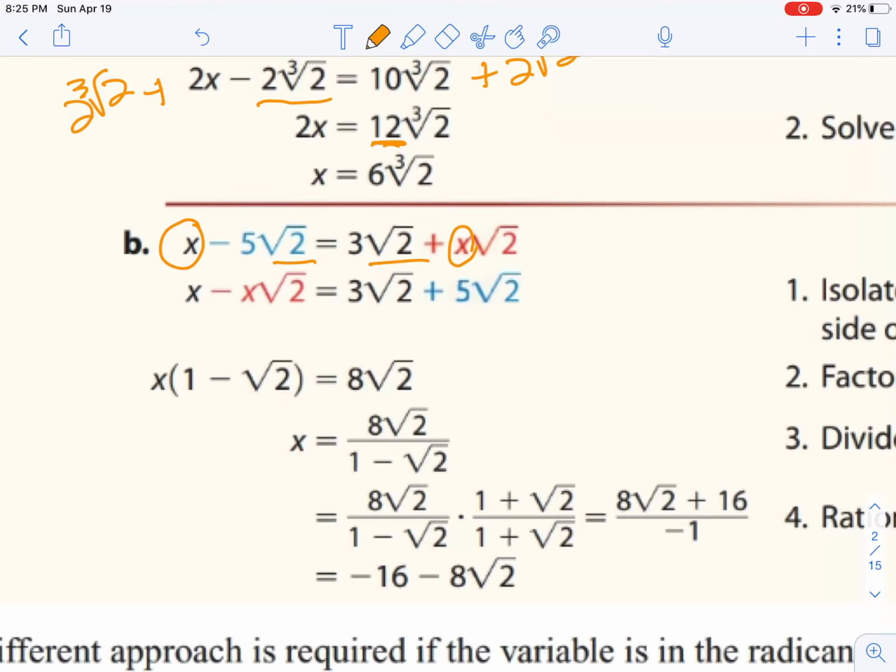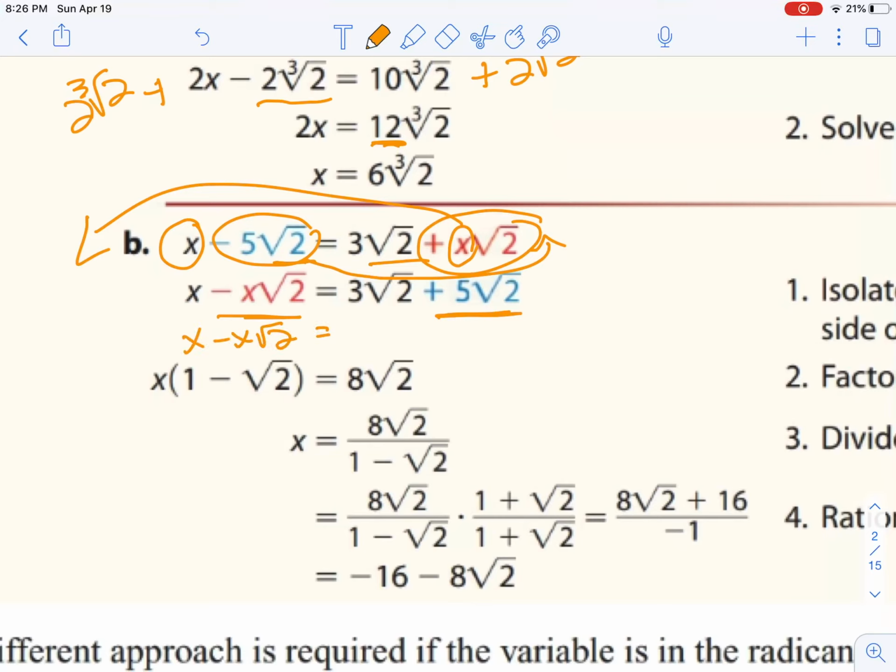So we move all of the x's to the left side and everything else to the right side. That's what we're going to do. So you add 5 times the square root of 2 to both sides, and you subtract this from both sides. Simplifying, you get x minus x times the square root of 2 equals 8 times the square root of 2.